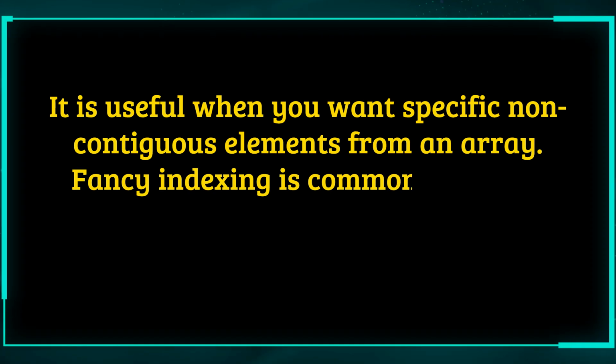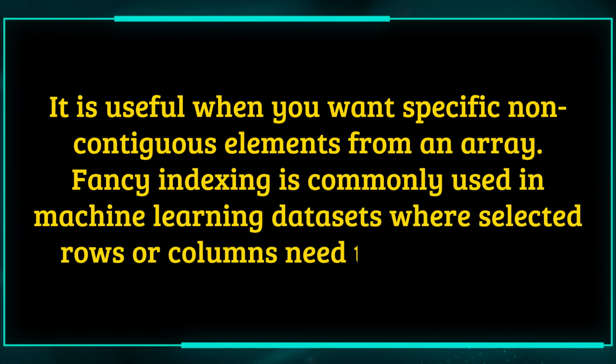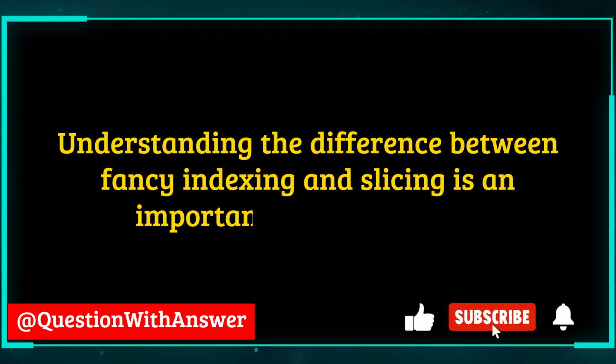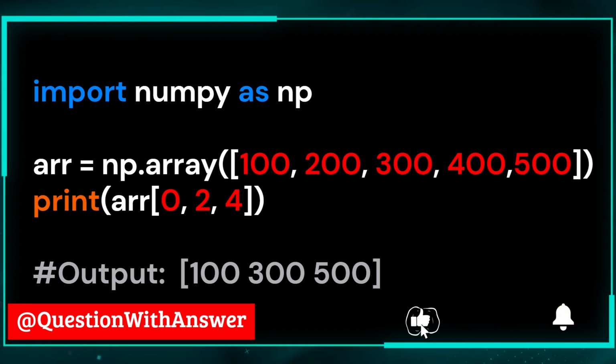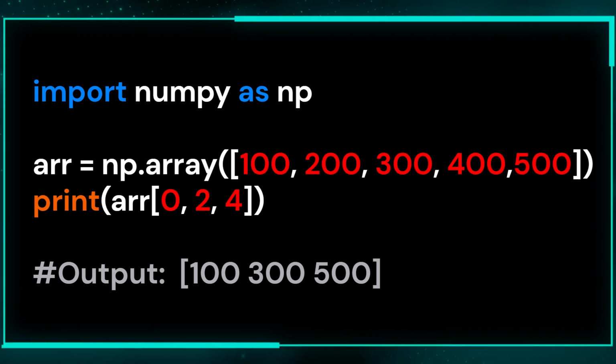Fancy indexing is commonly used in machine learning datasets where selected rows or columns need to be extracted. Understanding the difference between fancy indexing and slicing is an important interview topic. This code extracts elements at specific positions using a list of indices.